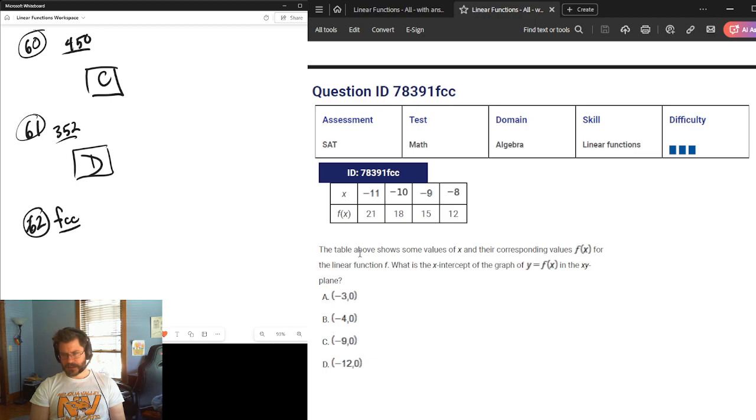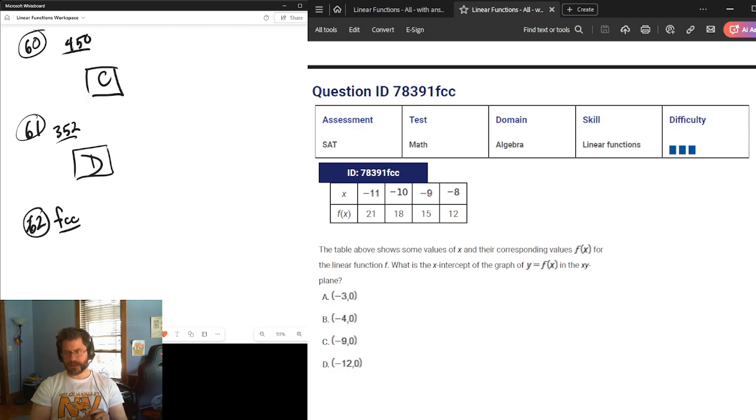But let's see, because when y is 0, you're at the x-intercept. When x is 0, you're at the y-intercept. But let's see what they ask, if there's any shifting of things. Corresponding f of x for linear function f, x-intercept of that f of x. Okay, so no shifting left or right or up or down. Always look for that, just to be sure, because sometimes they throw a little twist in it.